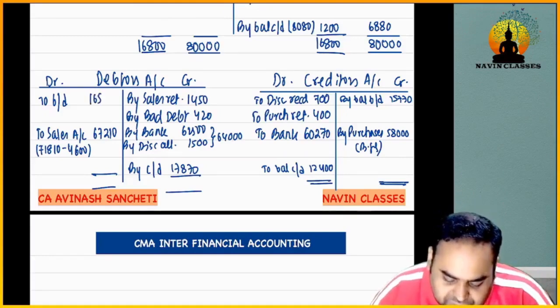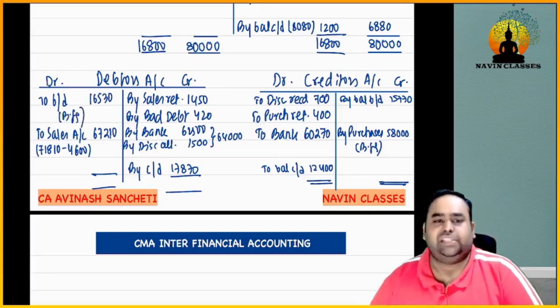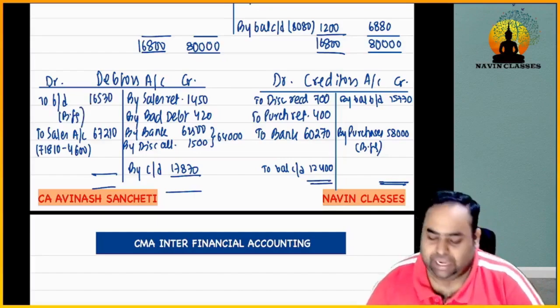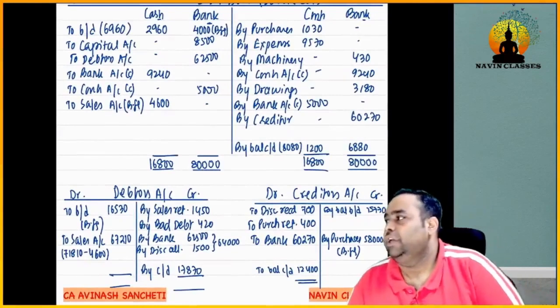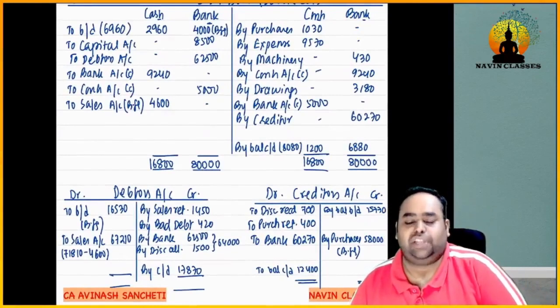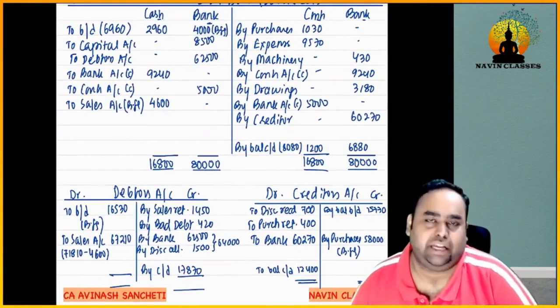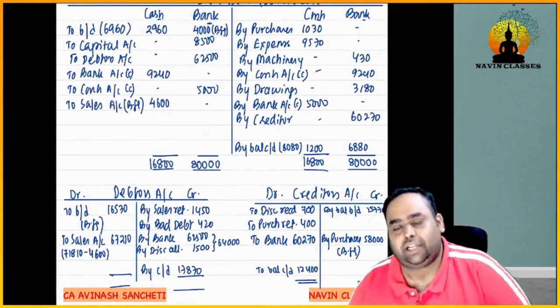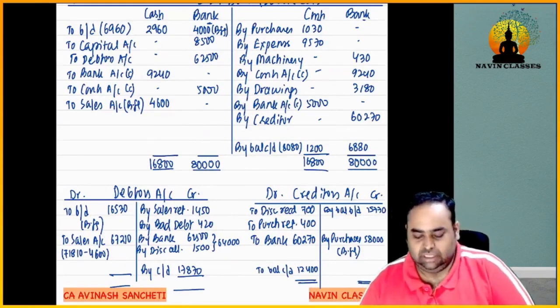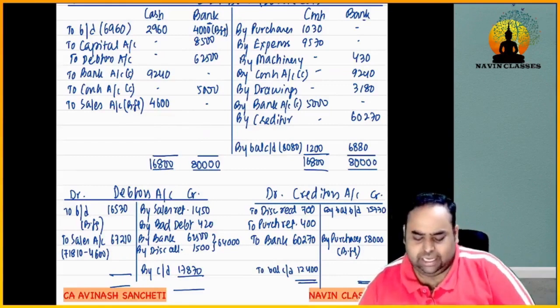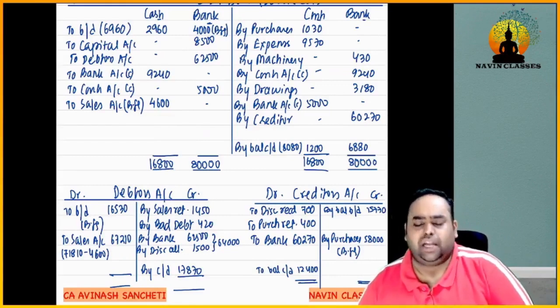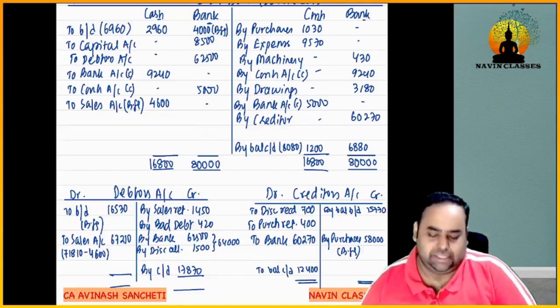16,530 is the opening balance. This whole thing is just like a puzzle. If one connects, then the second, third and fourth links will automatically connect. You just have to calculate one of them correctly. Credit sales are 67,210, total minus cash sales. And the balancing figure for the debtor is 16,530 as opening balance.